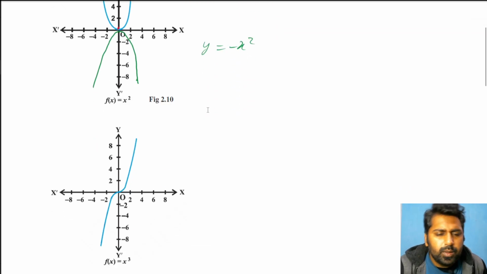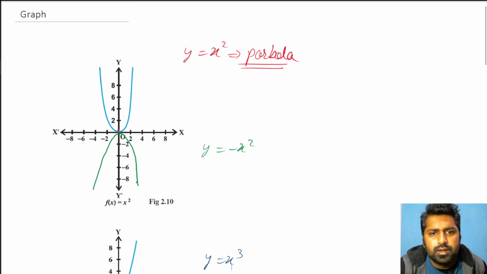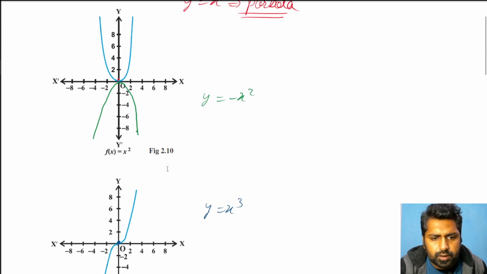Then y equal to x cube. There is no name specific to it. It's a cubic function. So usually this is the shape of the graph. For 0, the value is 0. For positive values, y is positive. For negative values, y is negative. Whereas in this case, y is equal to x square. For both positive and negative values, x square is always positive. So the graph will be either upward only or downward. Downward is because of this negative sign. This negative sign is making the graph downward.